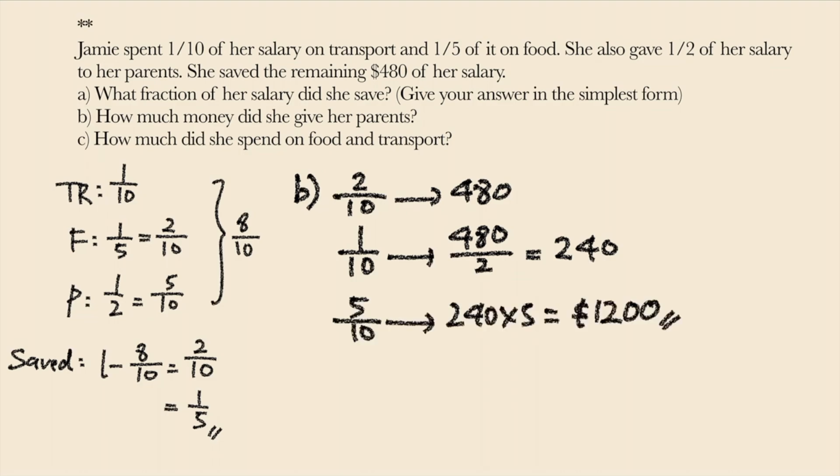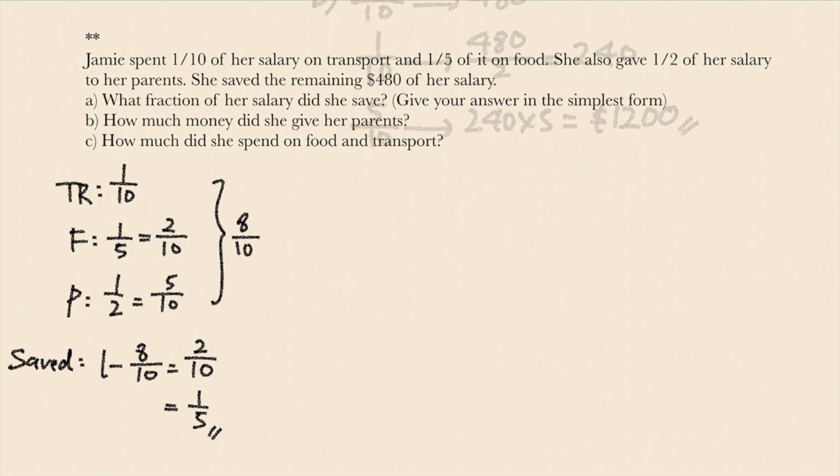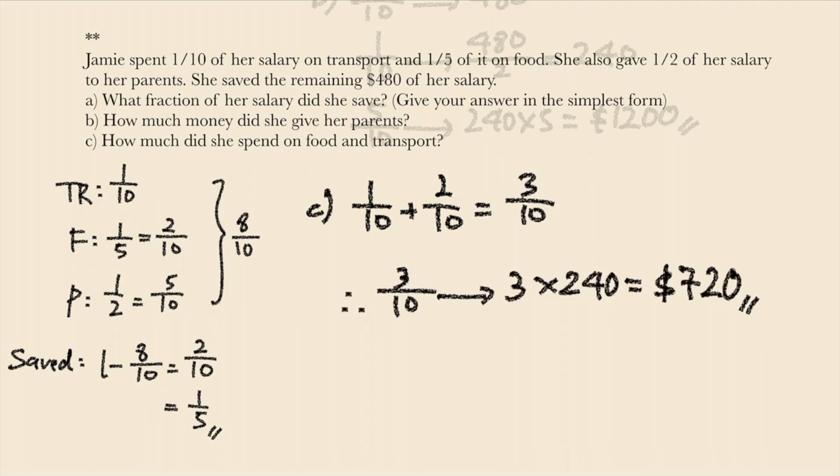Next. How much actual money was given to the parents? So that's 5 units. So that's fine. 5 units, that's 240 times 5. Okay. Next up, how much did she spend on food and transport? So food and transport is a total of 3 units, as we can tell visually because we have made everything clear. So 3 units. Since 1 unit is $240, 3 units must be 3 times $240. That's 720 actual dollars.